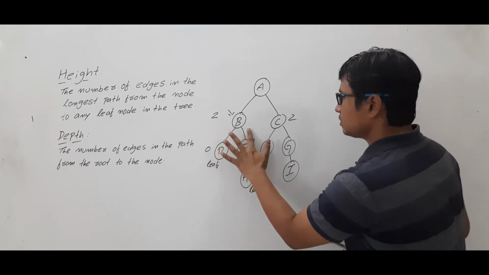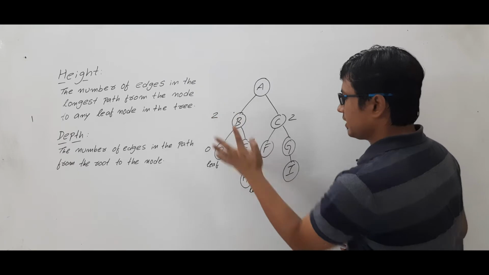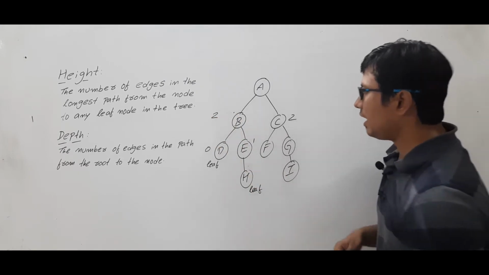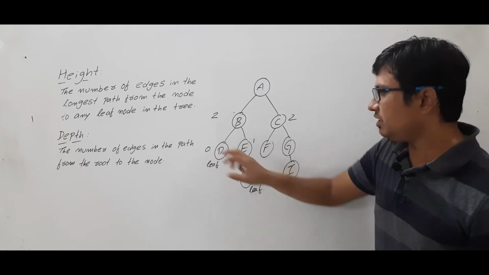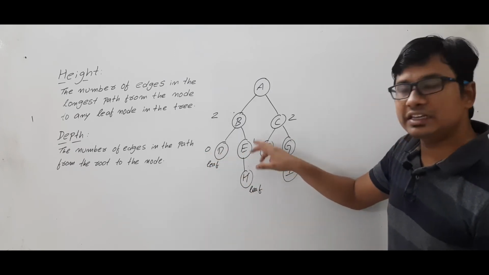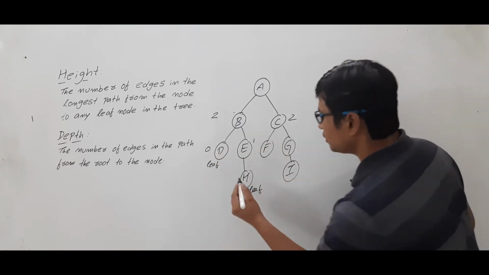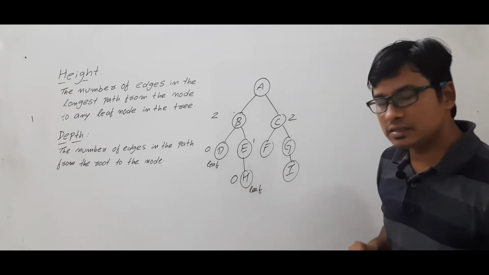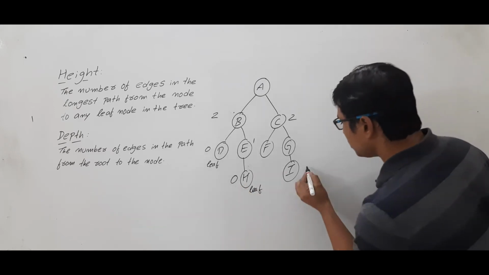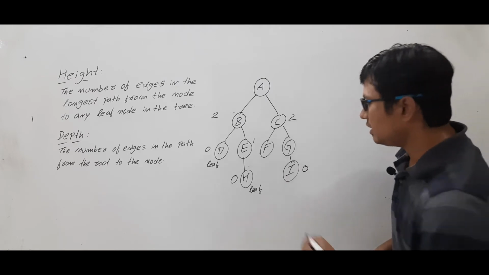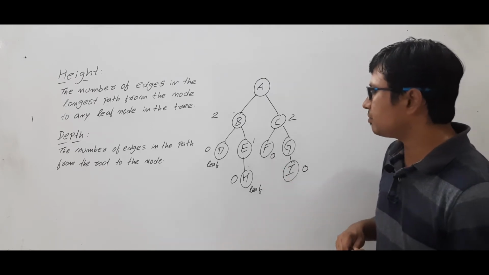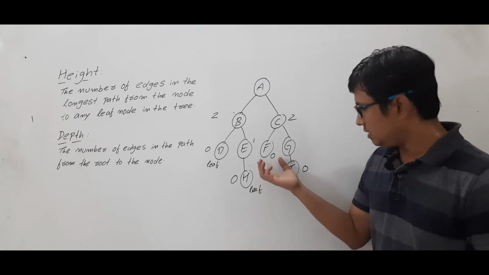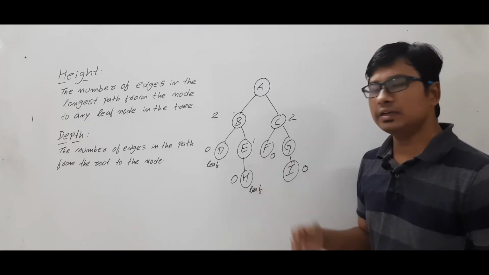Let me erase this one so that you don't get confused. Okay, so the height of B is 2, the height of C is 2, the height of D is 0, the height of E is 1, and the height of leaf nodes is always 0. Is it clear? Similarly, I is also a leaf node, so you will get 0. F is also a leaf node, you will get 0. From a leaf node, how many edges will you go? Only 0 edges, so it is 0.